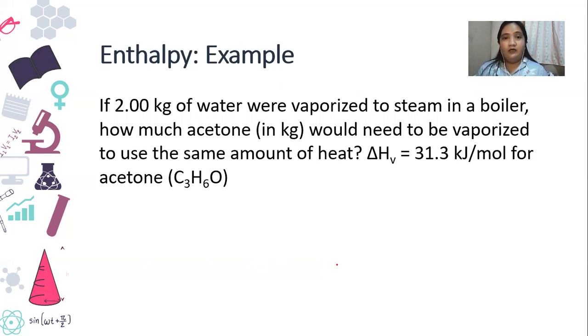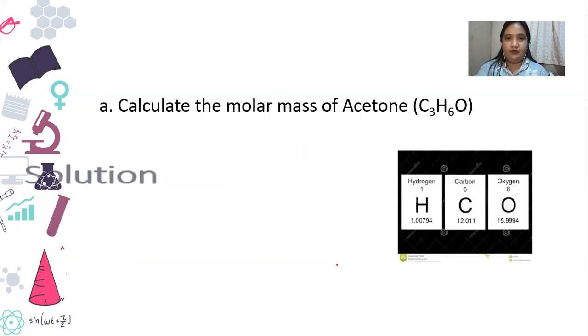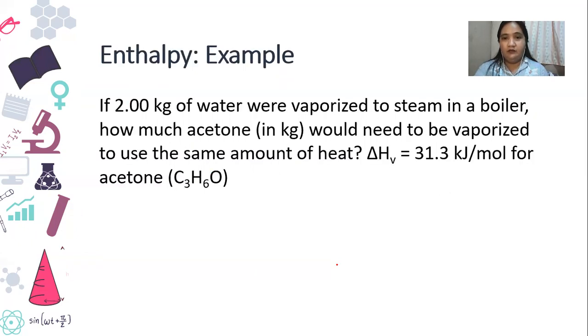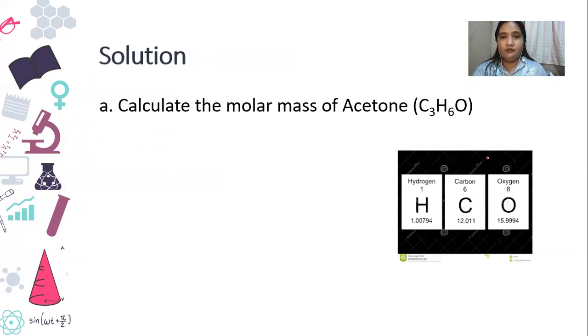Okay. I'm going to do this step by step. The first step would be, please remember that's 2.0 kilograms. So we're using 2 kilograms. First things first, if you see a compound and the heat of vaporization is given as HV in kilojoules per mole, we have to really identify the molar mass. So what's the molar mass of acetone?